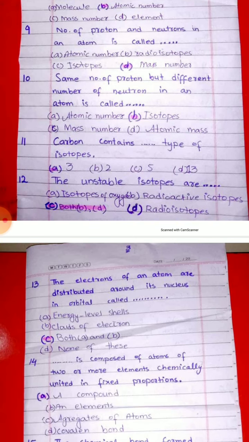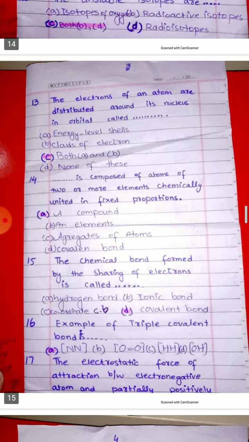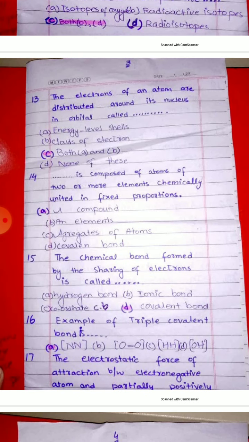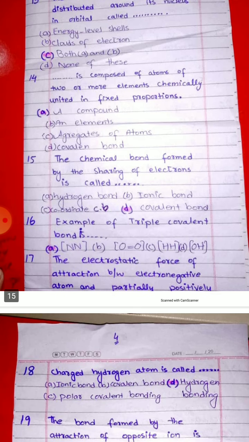Atoms with the same number of protons but different numbers of neutrons are referred to as isotopes. Carbon contains three types of isotopes. The unstable isotopes are radioactive isotopes, or radioisotopes. The electrons of an atom are distributed around its nucleus in orbitals called energy level shells, or clouds of electrons. A compound is composed of atoms of two or more elements chemically united in fixed proportion.